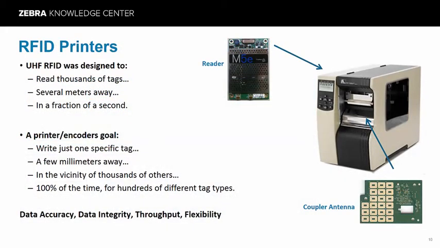Some of our industrial printers offer RFID capabilities. RFID printers have a tough job. UHF RFID was designed to read thousands of tags several meters away in a fraction of a second. But a printer encoder's goal is to write just one specific tag a few millimeters away in the vicinity of thousands of other tags for hundreds of different tag types. Optimized for high-volume operations, our RFID-enabled printers can print and encode a variety of UHF radio frequency identification smart labels for a multitude of applications.